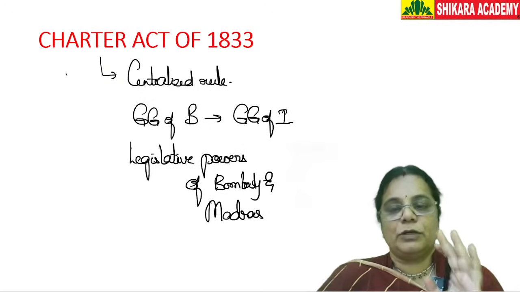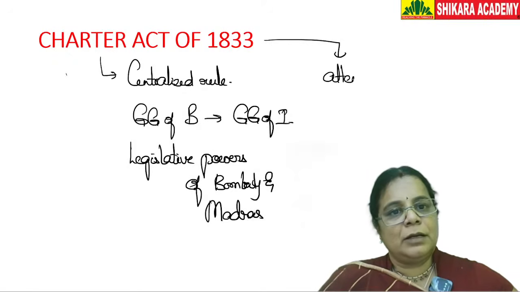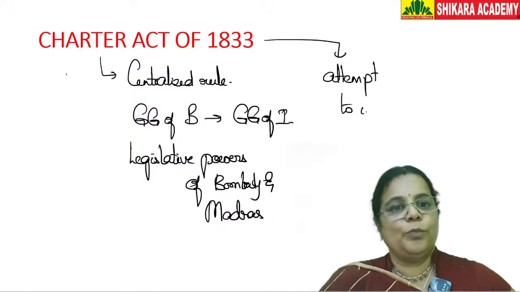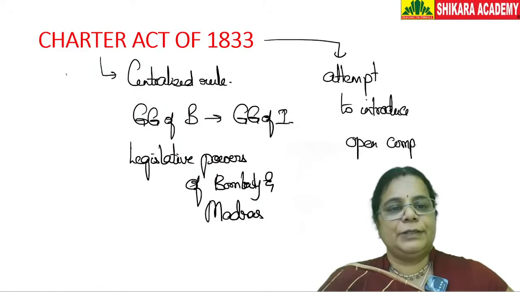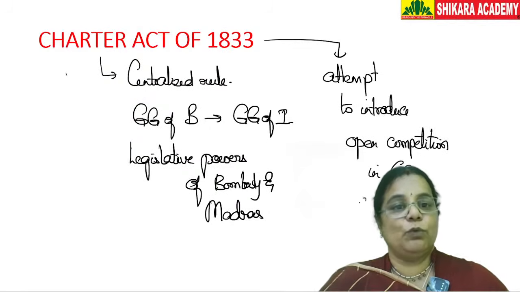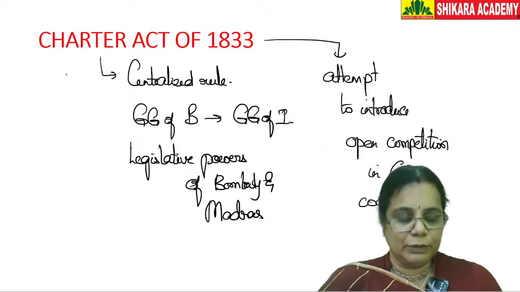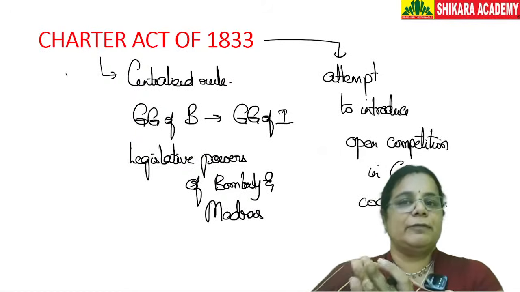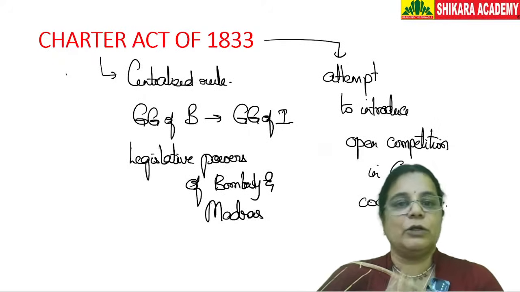1833 is very, very important for this and very important for another reason. An attempt to introduce open competition in civil services was made, but the attempt was not successful. Finally, the attempt became successful in 1853. That is the next law that we are going to discuss. In between, there will be an 1813 Act that we are not going to discuss because from a polity perspective, it does not have a lot of relevance.